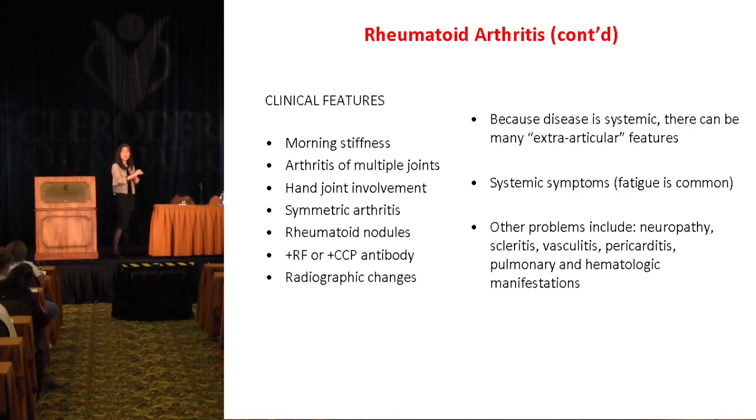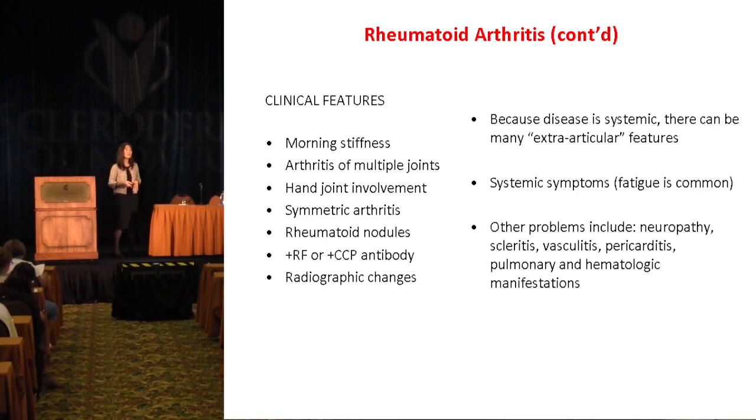And we look for, again, here come the autoantibodies. We look for rheumatoid factor or CCP antibodies, which are pretty specific. Actually, I'll say CCP antibody is quite specific for rheumatoid arthritis. And then we look for radiographic changes, and by that I mean erosions of the joint. Because the disease is systemic, there can be many features of inflammation that are what we call extra-articular, so outside of the joint as well.